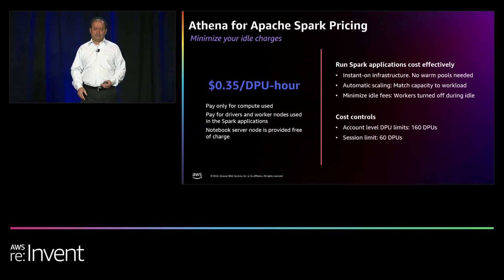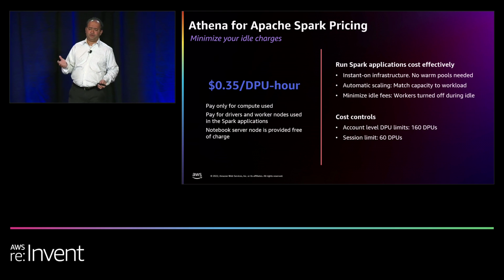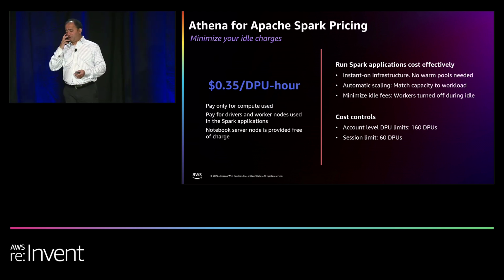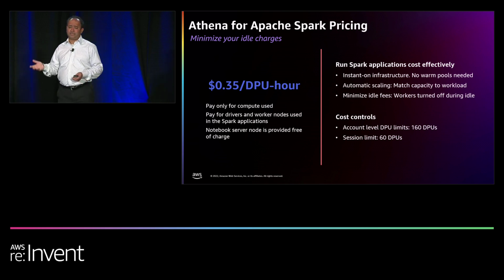Next, we talk about pricing. So, you pay for only what you use for Athena for Apache Spark. We charge an hourly rate, $0.35 per DPU hour, which basically scales on the amount of compute that you use. We measure compute in DPUs, and a single DPU is 4 vCPUs and 16 gigabytes of RAM. You are charged in increments of 1 second, rounded up to the nearest second.